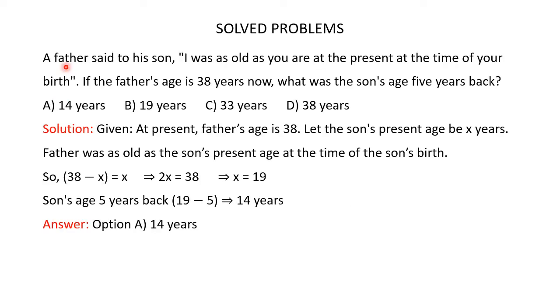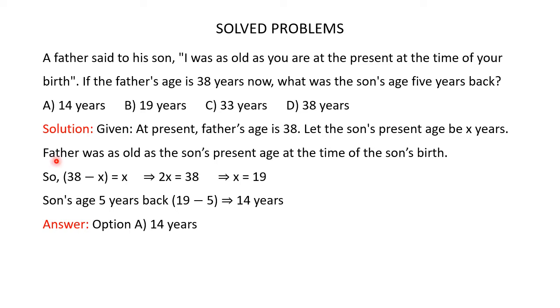A father said to his son, I was as old as you are at the present, at the time of your birth. If the father's age is 38 years now, what was the son's age 5 years back? You are given 4 options here and you have to find out which of these options is the correct one. It's given that at present the father's age is 38. Let the son's present age be X years.